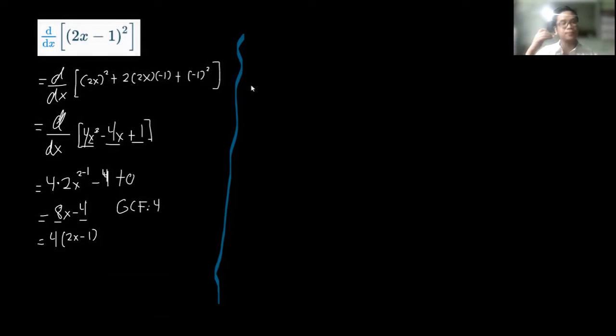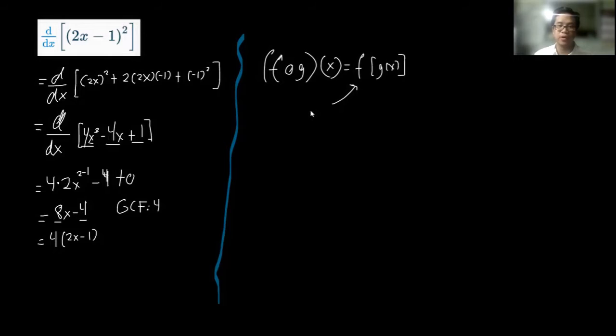Usually the chain rule is used if you have a composite of functions. For example, you have f of g times x, which is just the same as f of g of x. So this is a composite function, if you'd recall. What if we're asked to find the derivative of that one?